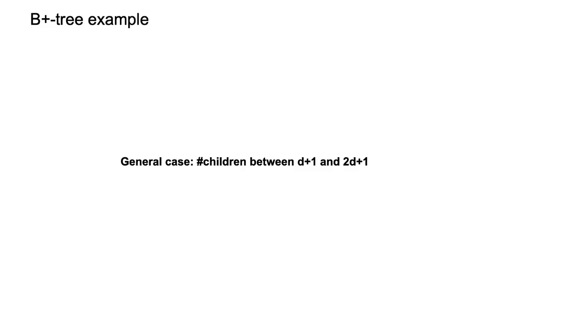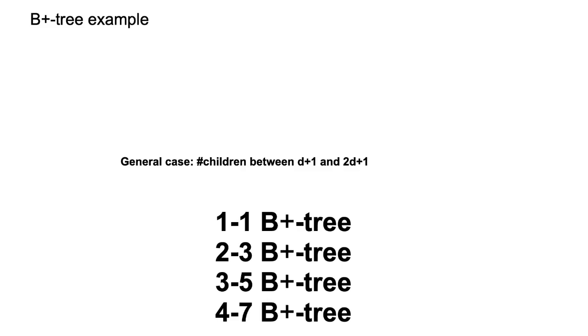So now we can just plug in 0, 1, 2. If it's 0, then that's basically 0 plus 1, 2 times 0 plus 1. So 1 and 1, that's useless. So 1, 1 is just a corner case, like a vector space of dimension 0, right? But now let's put d equals 1. That puts us with 2 and 3. So we have 2, 3 B plus trees. Then d equals 2. That puts us with 3 and 5, and so on, right? So this is basically what you get.